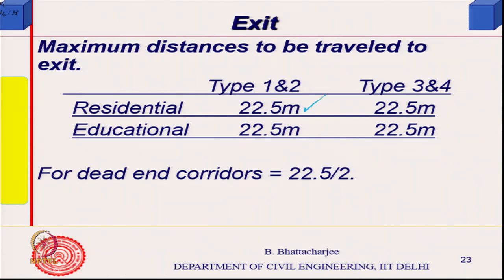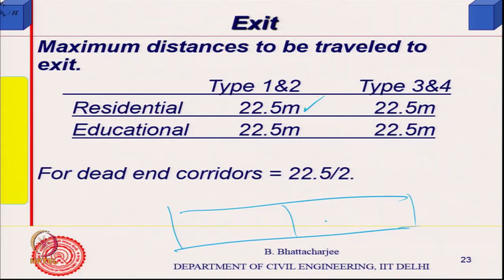The travel distance should be nothing more than 22.5 meter. If I have a long building, let us say a 3-4 story block with a staircase here and some rooms there, then for the extreme point my travel distance to the staircase should not be more than 22.5 meters. If I have only 2 staircases, one at each end, it might be more, so I provide external staircases like helical staircases.